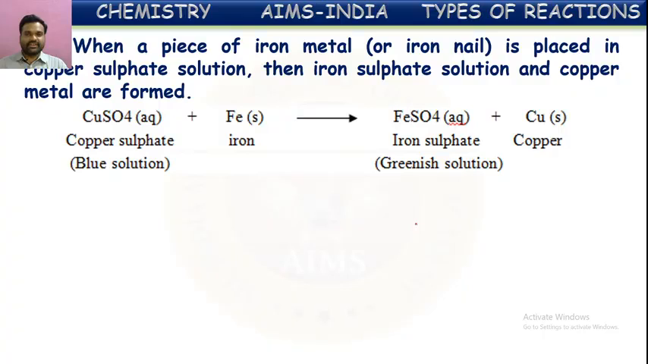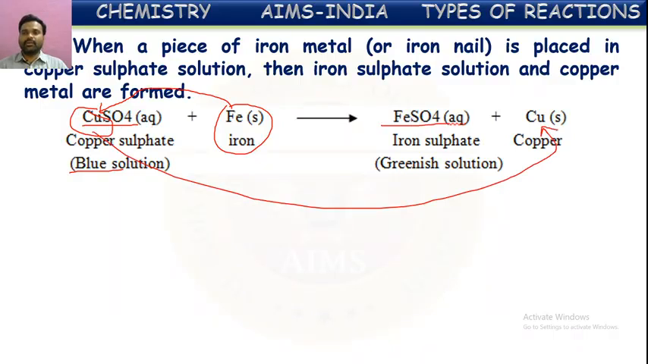So the equation you can see like this. So what is happening here? Initially copper sulfate is taken, which is blue in color. When iron reacts with it, iron will replace the copper metal because copper is less reactive than iron. So iron sulfate is formed. This copper will be a free metal in the solution.